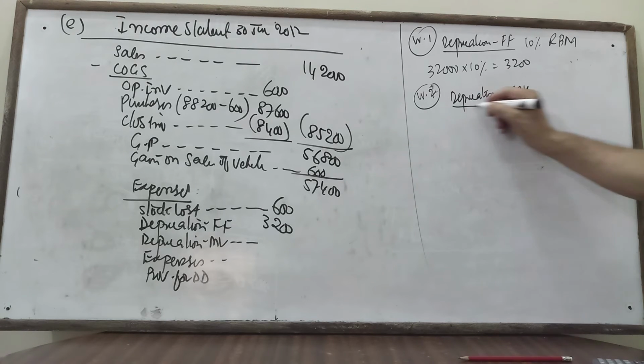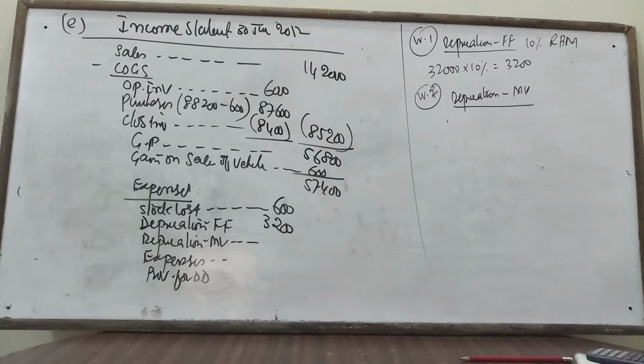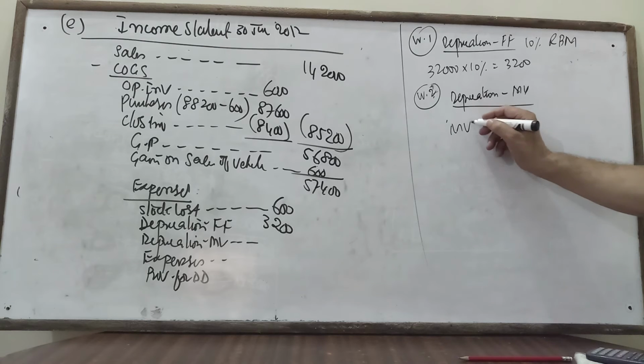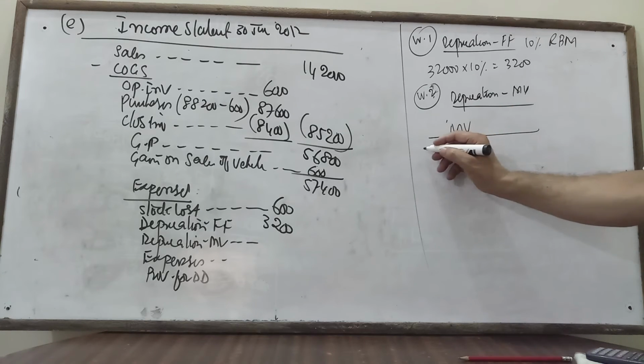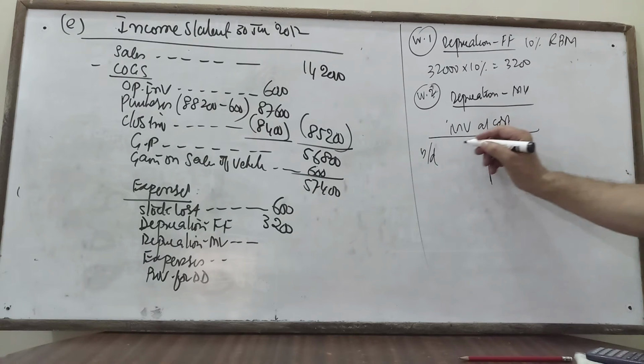Depreciation on motor vehicle. How will you get the depreciation on motor vehicle? For that you have to make a motor vehicle T account. Okay, so I'm going to make the motor vehicle account. The depreciation policy for motor vehicle is 25% per annum using the straight line method. So you have to make a motor vehicle account at cost. The opening balance of motor vehicle at cost is given. Motor vehicle at cost was $65,000.